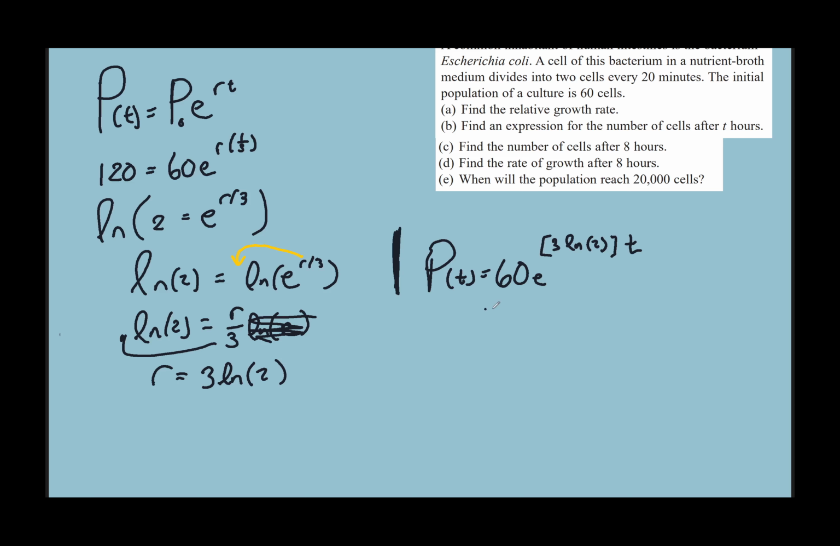Right, so you would get 60e to the 24 ln of 2, and the number is wild. I actually calculated it, so I'm just going to pull it off of my calculator here so I don't get it wrong for you. And I want you to see the actual number. It's 1,006,632,960. It is just over 1 billion cells. In just 8 hours, you go from 60 to 1 billion bacteria.